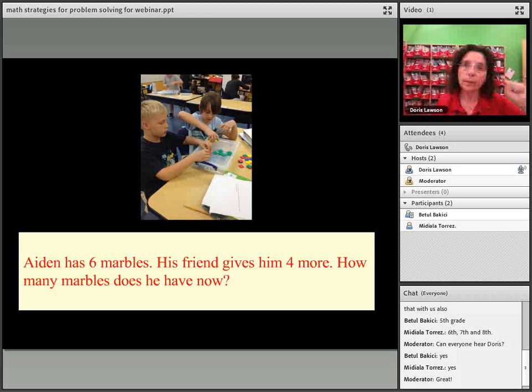This is where I'm starting. Aiden has 6 marbles. Start. And then what I do is I make them write start and put 6. Now tell me what the action is in the problem, because there are going to be some problems that are not going to have action.